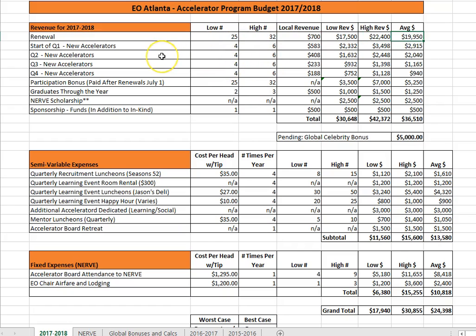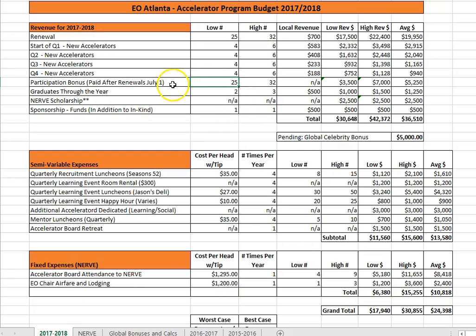Then throughout the year we have accelerators joining the program. We bring them on quarterly with a minimum hope of at least 4 coming on new every quarter and a high of 6. And so we charge a pro rata portion of that $700 throughout the year when they come on. So that's what these pro rata calculations are. Okay, and again, that gives you low and high.